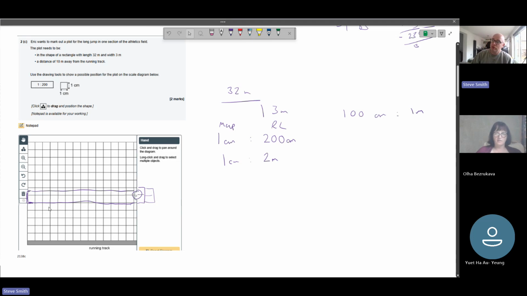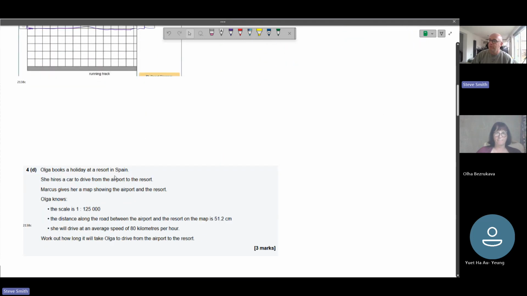And that's all you need to do, as long as you've got 5 squares away from there, because it's 10 meters. And we're good. Right, let's scroll down.